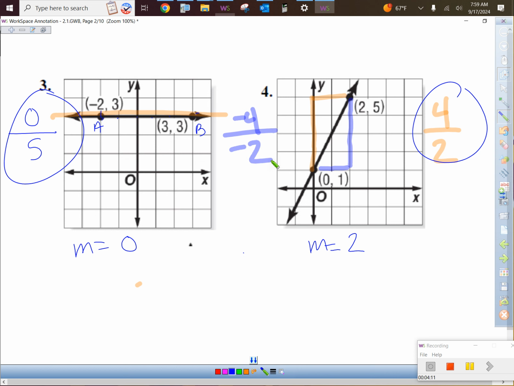And since I go to the left, isn't that also a negative? And what's a negative divided by a negative turn out to be? It's a positive. So it doesn't matter which way you count. The signs will take care of themselves, right? It's always going to turn out to be a slope of 2 in that case.